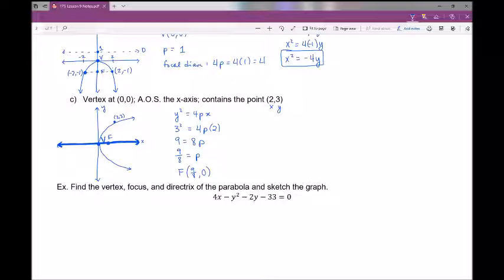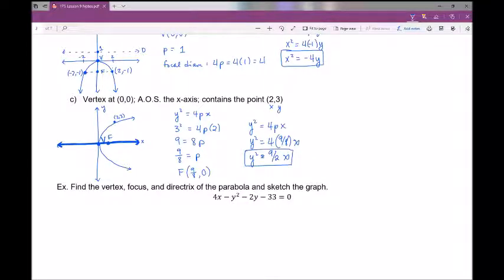Let's see what else we can do. Oh, we have to find the equation. Yes. So to find the equation, since we found p, we can just plug it back in. We have y squared equals 4px, and we just need to plug in p. So y squared is 4 times 9/8 times x, and if we multiply 4 times 9/8, we get that y squared equals 9/2 times x. So that is the equation of our parabola.